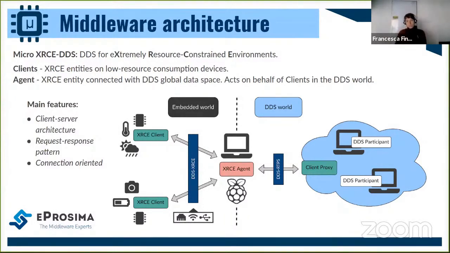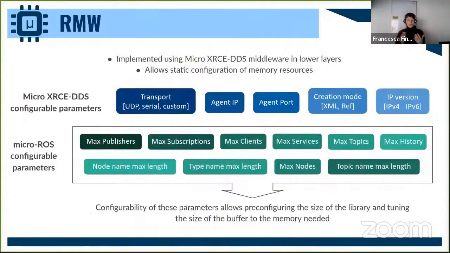Okay, so we now have the RMW, which is, as I was saying, implemented by the Micro XRCE-DDS API. And this RMW is specifically designed to meet the resource finiteness of the class of mid-range embedded devices targeted by Micro-ROS. Indeed, it can be configured by the user by tuning several parameters at compile time, allowing to avoid any memory usage that is not strictly necessary. And this can be done at two levels.